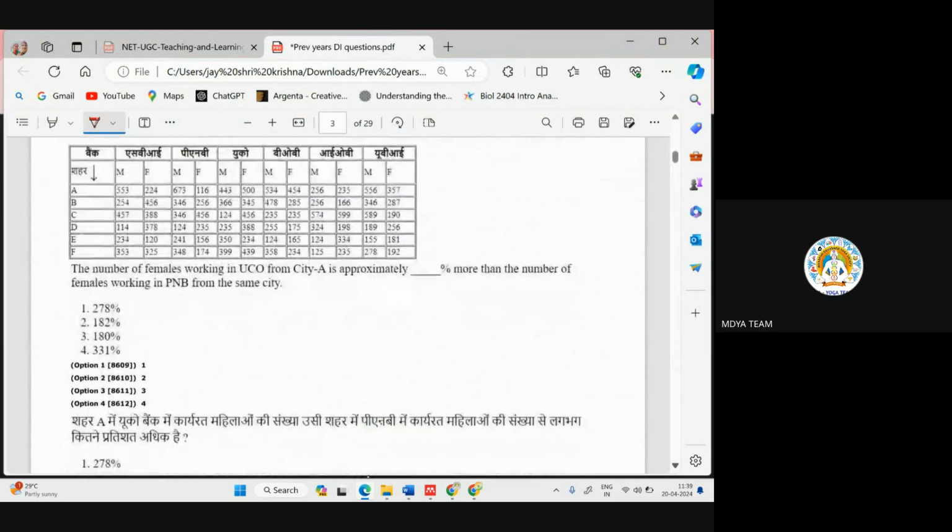Next question. The number of females working in UCO from city A is approximately this percentage more than the number of females working in PNB. So the same formula will apply, and now Shravani ji will explain what formula we will use and how we will use it. So difference. First we will find the difference between these two numbers, sir. First we will go for the difference.